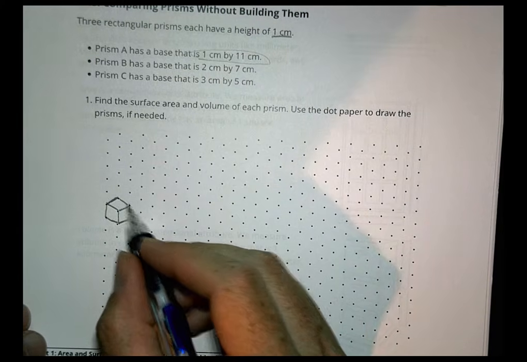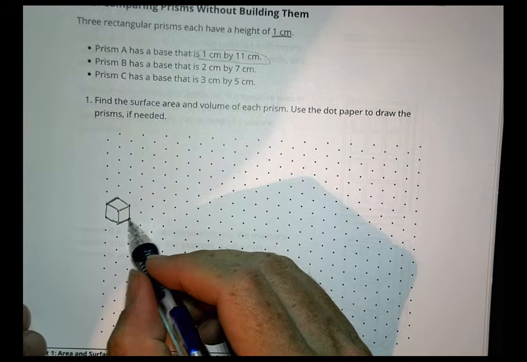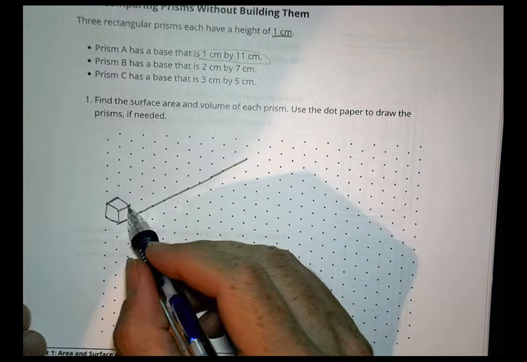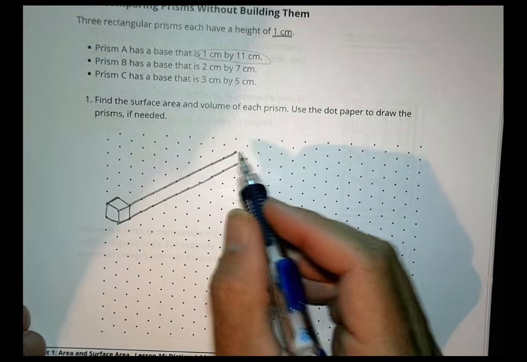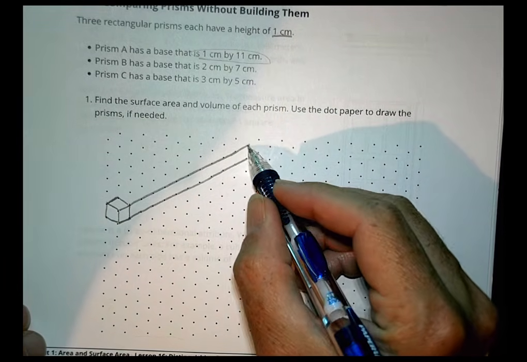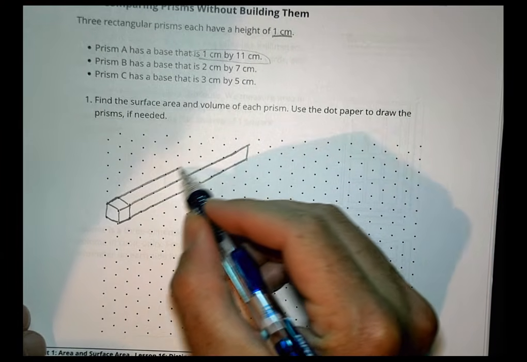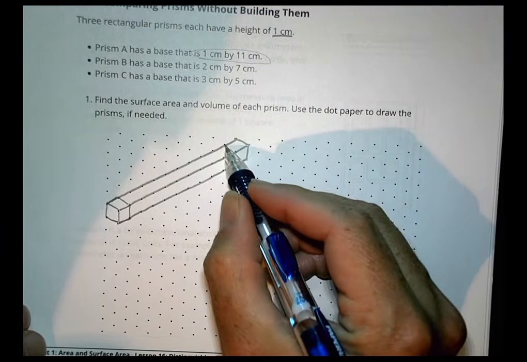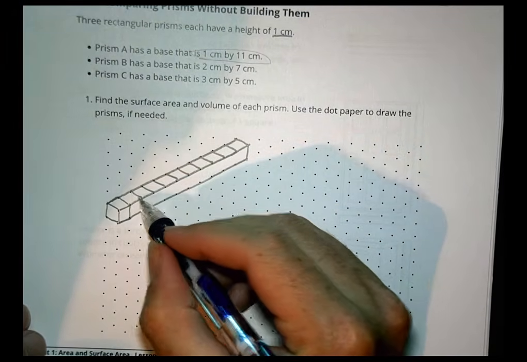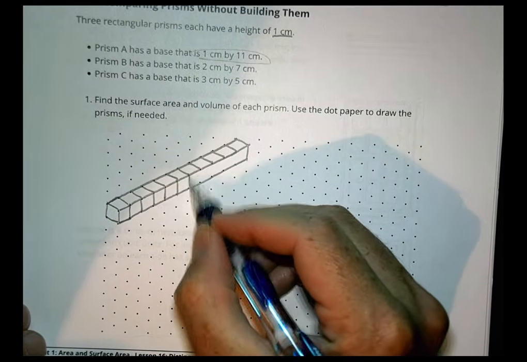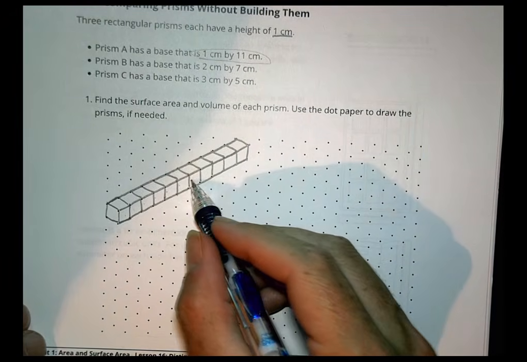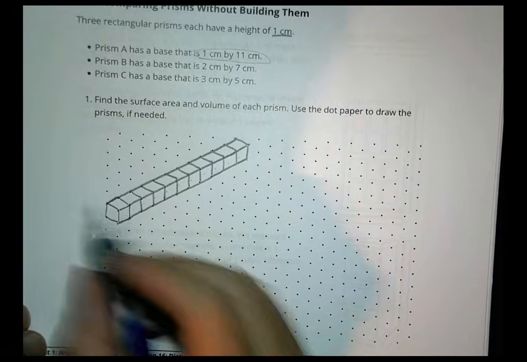Because it's only a height of 1, I don't have to worry about a top on it. But I'm going to go out 1, 2, 3, 4, 5, 6, 7, 8, 9, 10, 11. And then we'll extend that out all the way to 11 as well. Oops, one more. And we'll get our top. We'll draw lines across, like so, and lines down to indicate where each cube is going to be. So we have 1 through 11. So that's A right there.